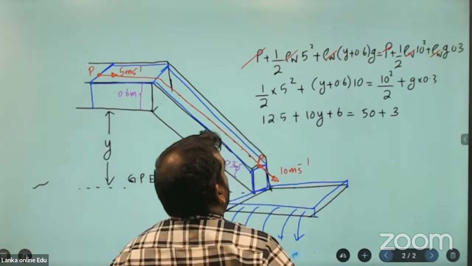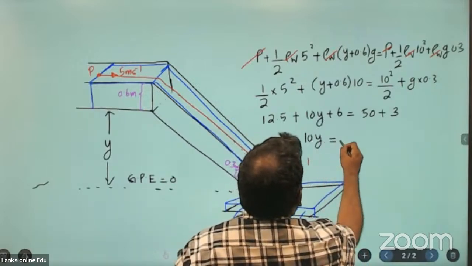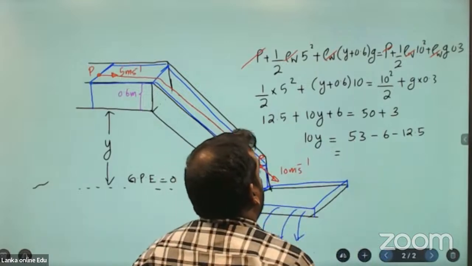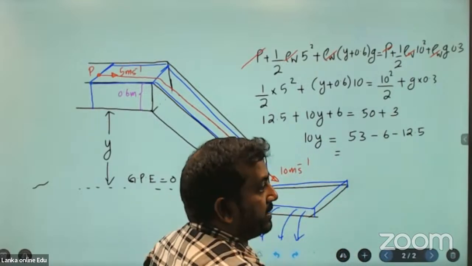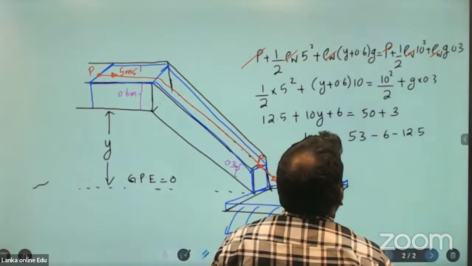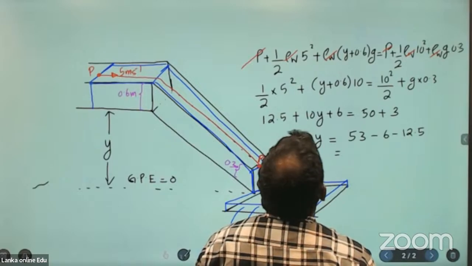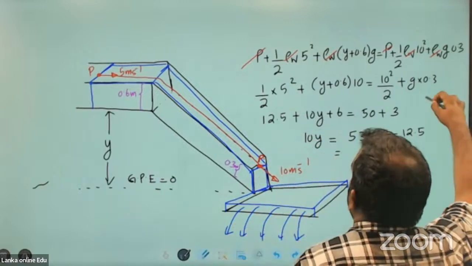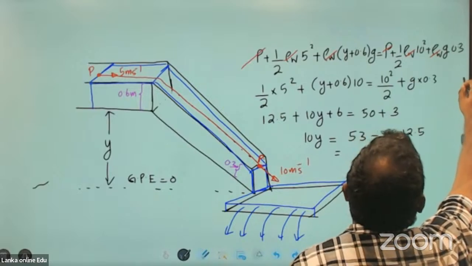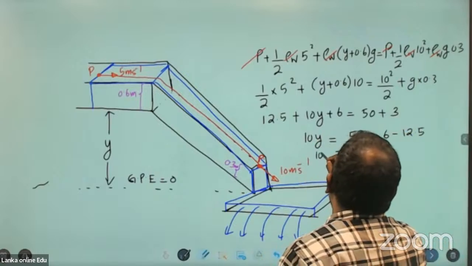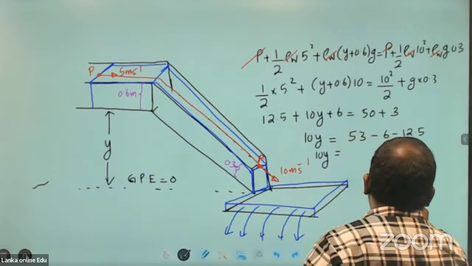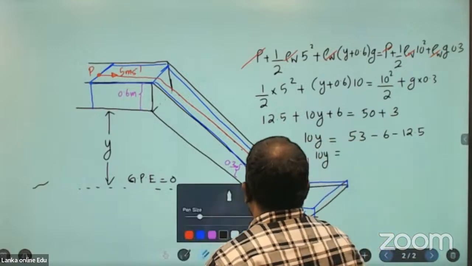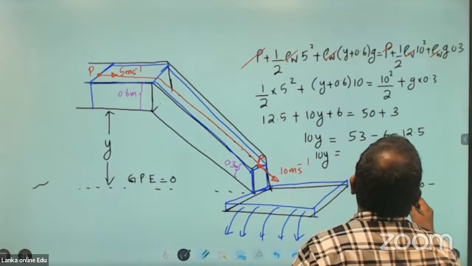Okay, now simplify this carefully. 10y equals 53 minus 6 minus 12.5. 53 minus 6 is 47. 47 minus 10 is 37. Simplify 53, correct, no? 0.3 there. 0.3 times g, so 12.5. There you go, 10y. To simplify this, 53 minus 18.5.